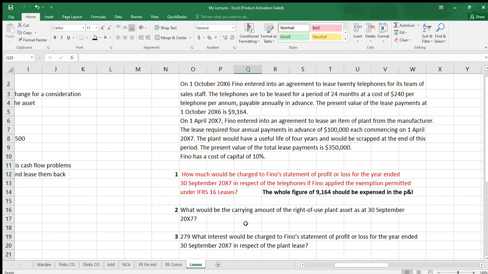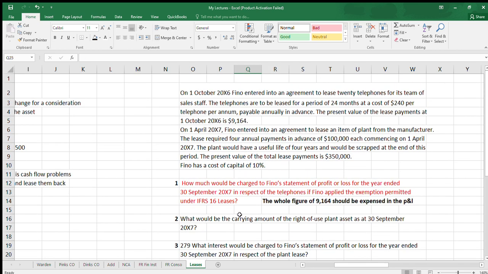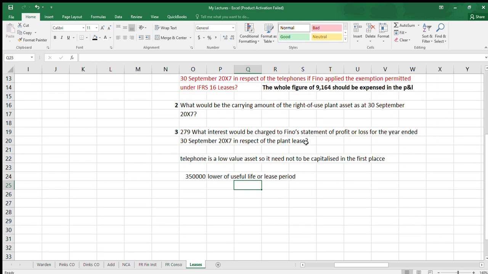So let's go to our question. Our question says that the plant will have a useful life of 4 years. That's the plant, that's the lease years, but it didn't give us a different lifespan of the asset. So 4 years. So our 350,000 divided by our 4 years, we have 87,500 a year. So our depreciation is 87,500 a year.